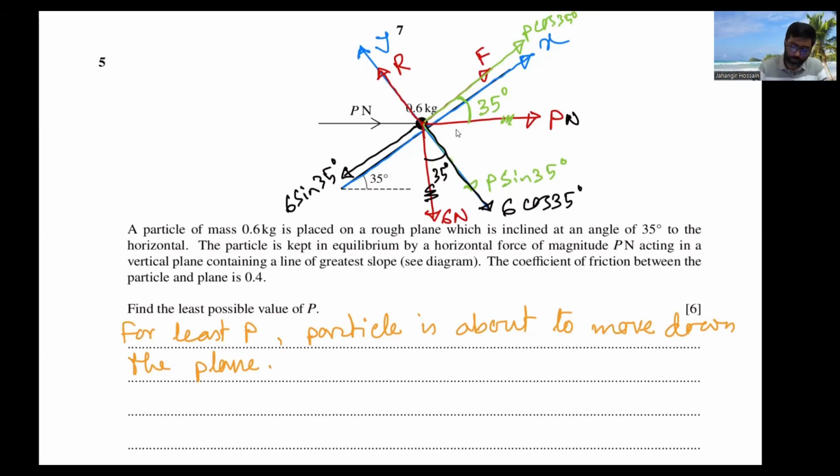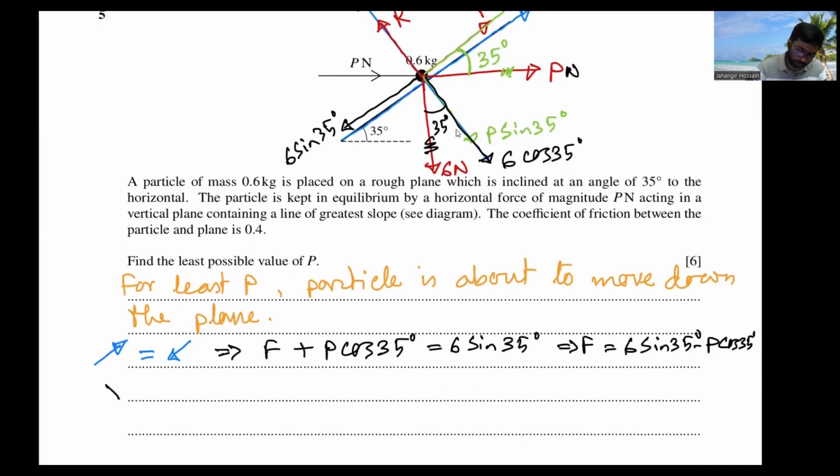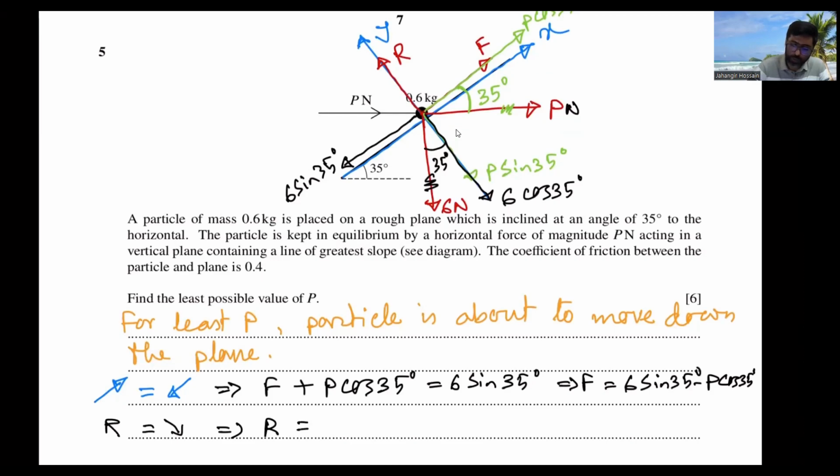Now, since it is in limiting equilibrium, let's equate. If we equate along the plane, that is along the x-axis, friction plus P cos 35 is equal to 6 sin 35. So from this, F, the friction, will be equal to 6 sin 35 minus P cos 35. Now, if you resolve normal to the plane, you have R in the positive direction. In the negative direction we have 6 cos 35 plus P sin 35.